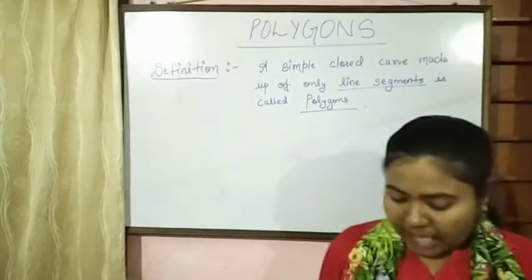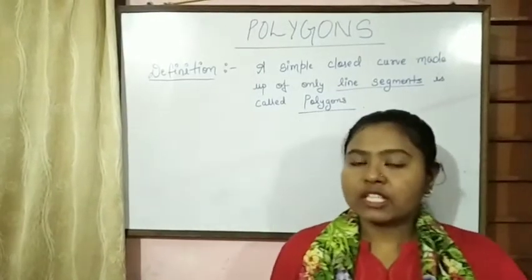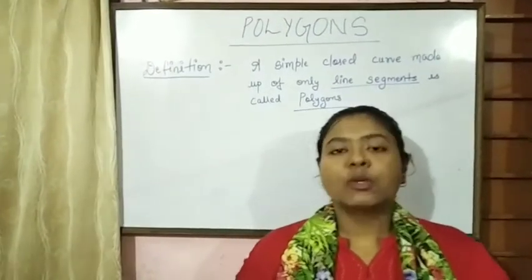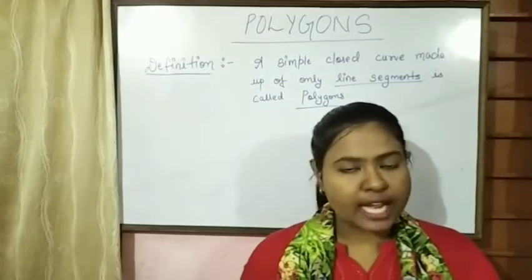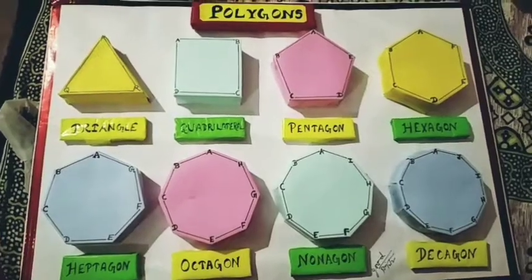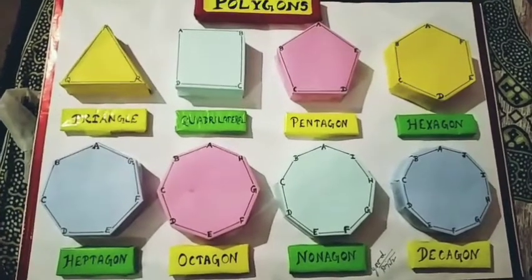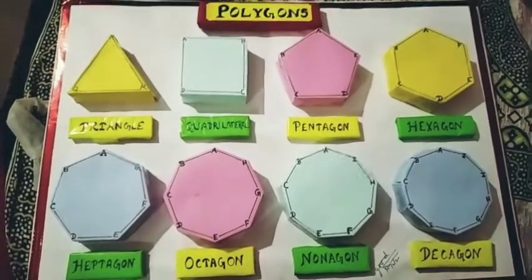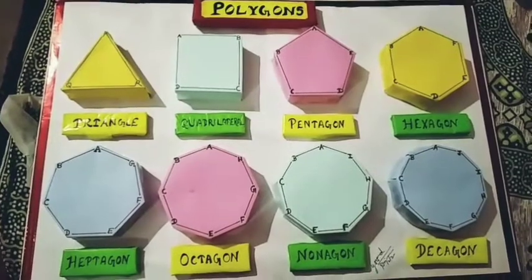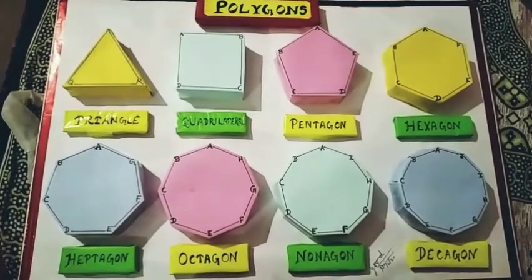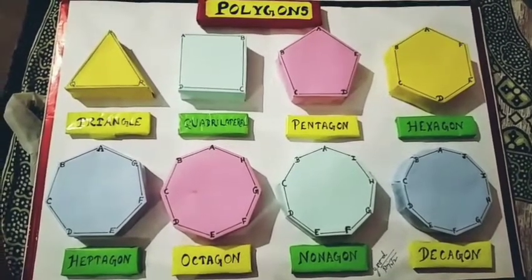Now students, there are different kinds of polygons based on the number of sides they have. With the help of a model, I will demonstrate that to you. Students, here you can see a model and you can see many shapes in this model. Students, these all shapes are polygons. They all are different types of polygons based on the number of sides they have.